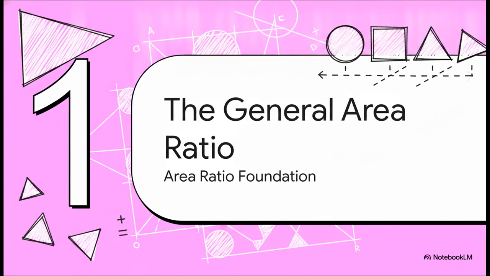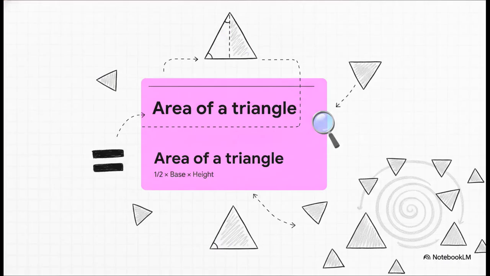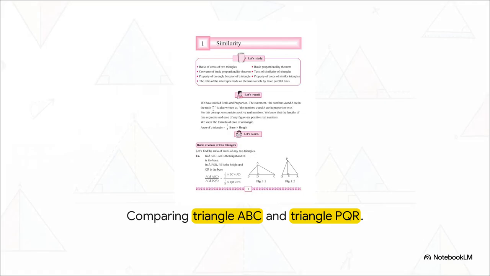Section 1, the general area ratio. Now, recall this standard formula we all know so well. The area of a triangle is equal to half multiplied by the base multiplied by the height. Keep this firmly in your mind, students, because this simple, elegant equation is the absolute foundation for everything we are going to deduce today.